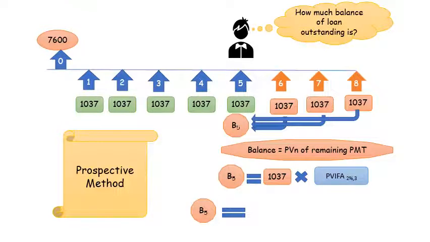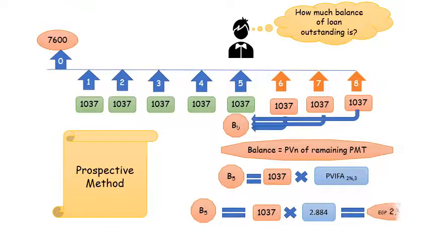So the outstanding balance of loan equals 1037 times 2.88, which is a present value interest factor for annuity, equals 2,992 Egyptian pounds.